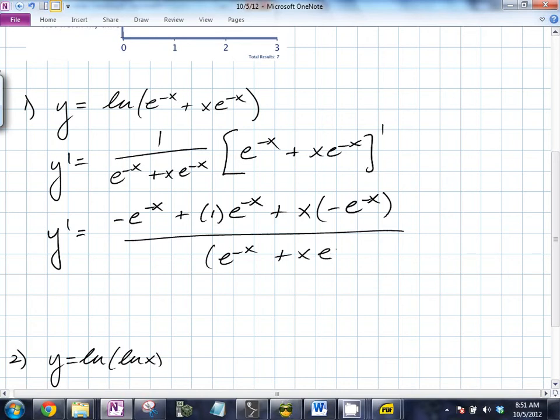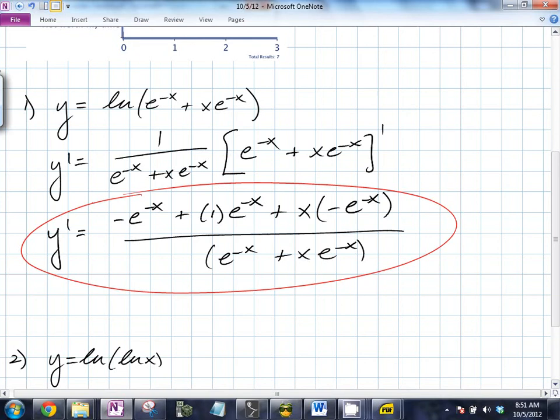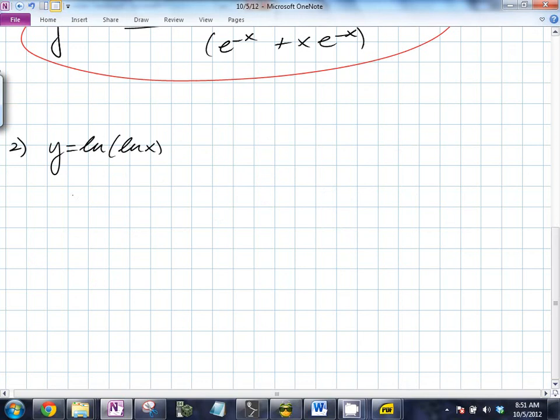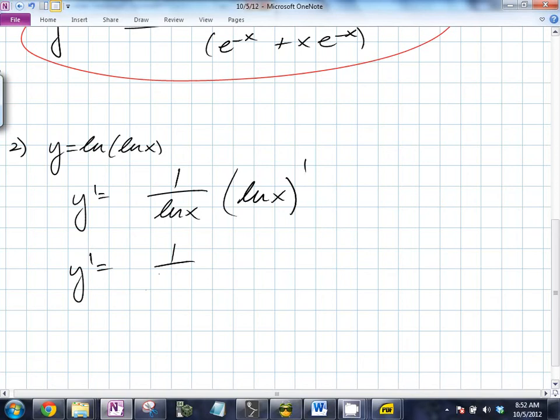Can you simplify that a little bit? Sure, but is that the derivative? Are there any remaining derivatives we have to calculate to find the final derivative? No. Okay, what about this one? It's going to be 1 over times the derivative of ln x. So that's going to be 1 over ln x times 1 over x. So that's equal to 1 over x ln x.